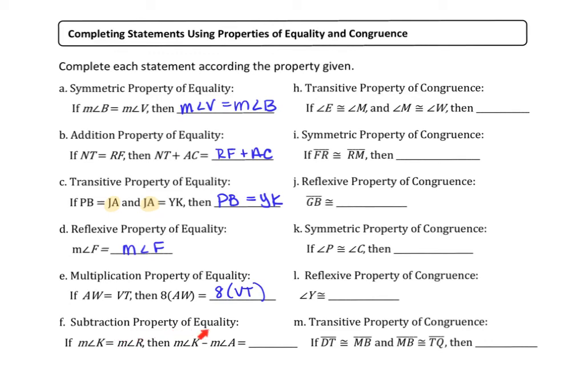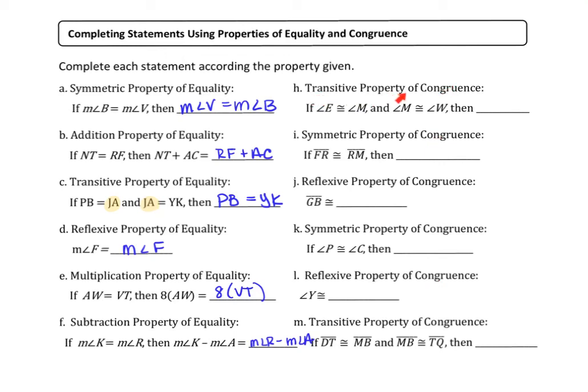For subtraction property of equality, that's when you subtract the same thing from each side. So if I have measurement of angle K is equal to measurement of angle R, then measurement of angle K minus measurement of angle A is going to be the same as measurement of angle R minus measurement of angle A. Examples H through M are going to deal with properties of congruence.